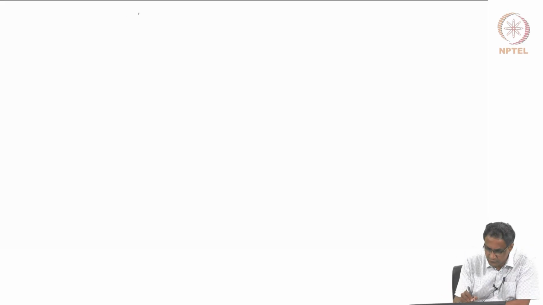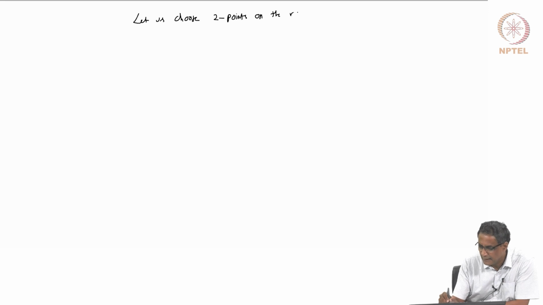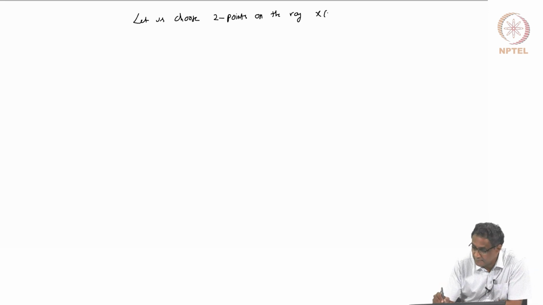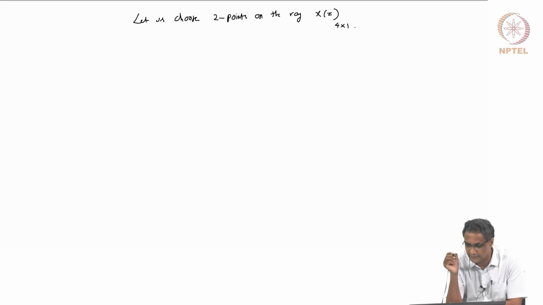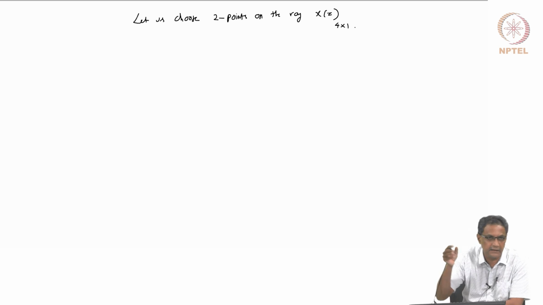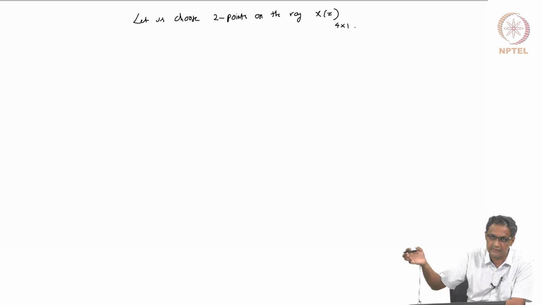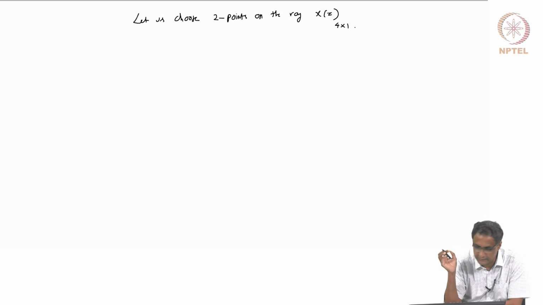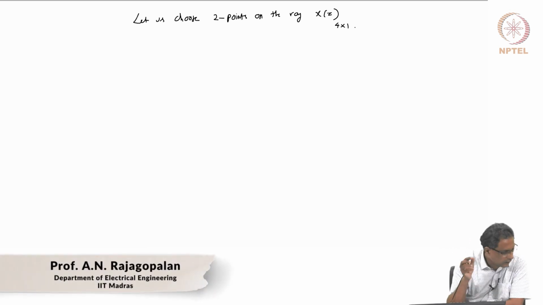So, let us choose 2 points on the ray x of z. So, this is actually 4 cross 1. When I say x of z, I mean K_L inverse x tilde, 1. That's x of z. So, the 1 point is at z equal to 0, that is the camera center.